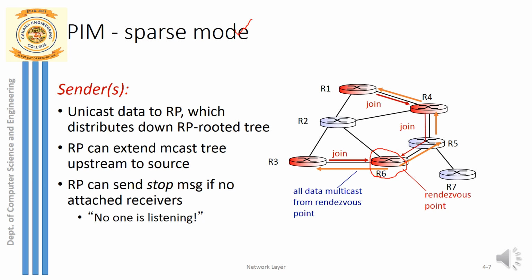The core point, or this RP, will send the stop message if there are no attached receivers. That means if there are no multicast routing receivers, the core point will somehow come to know, whenever it is sending the packets, that there are no receivers or listeners there, and it will send a stop message. That is the meaning of stopping this multicasting. So you start multicasting through a join message, and you can stop the multicasting through a stop message. That is how multicasting takes place in two modes, dense mode and sparse mode.